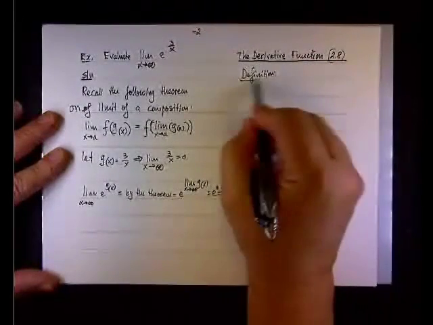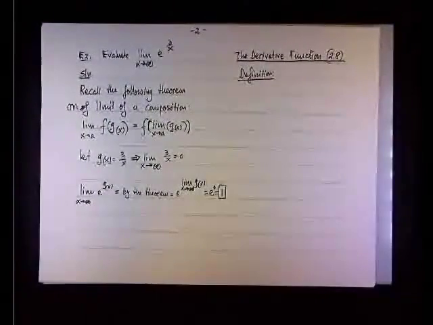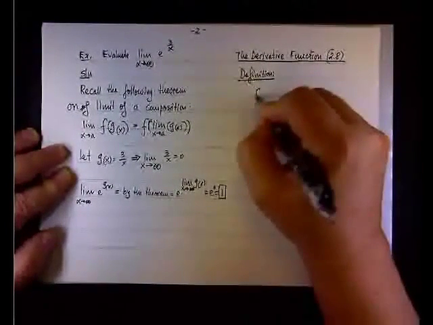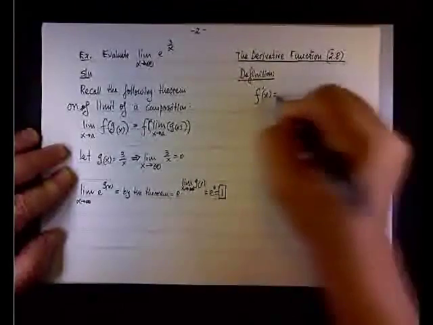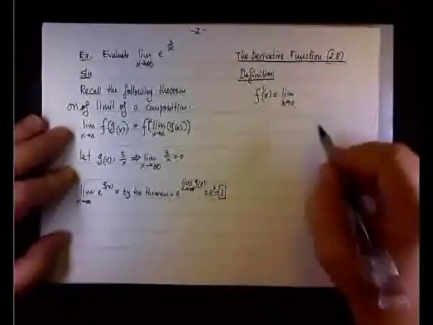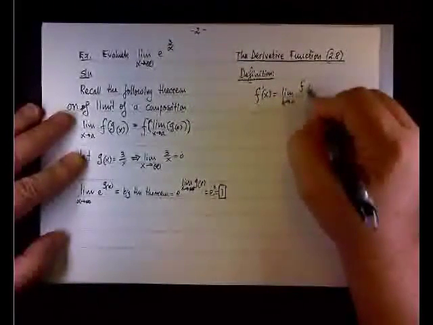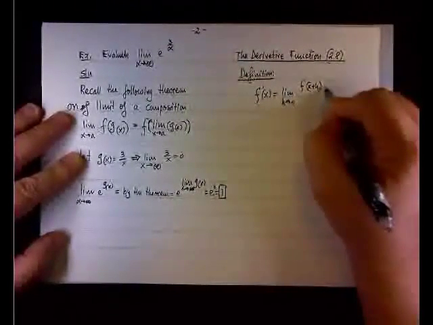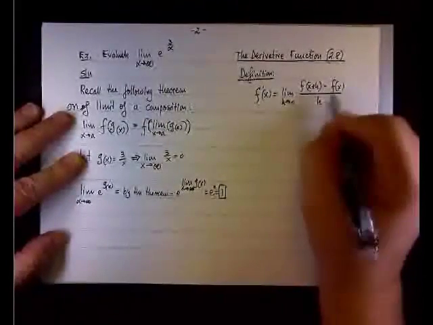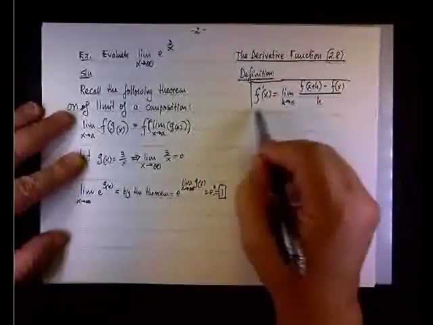If you follow the definition of the derivative at a point, and we look at when we're using h, then we have the following definition: f prime of x equals the limit as h approaches 0 of, on top, we have f of x plus h minus f of x, and then divided by h. This is the limit definition of the derivative.